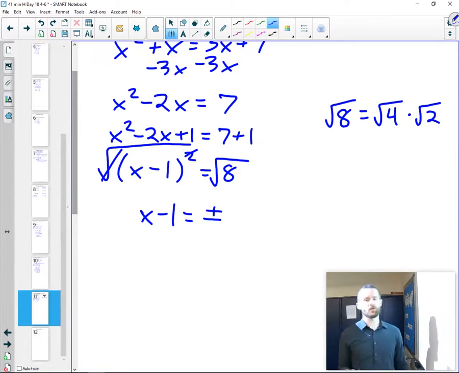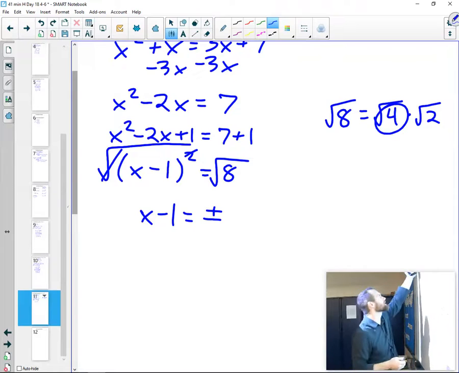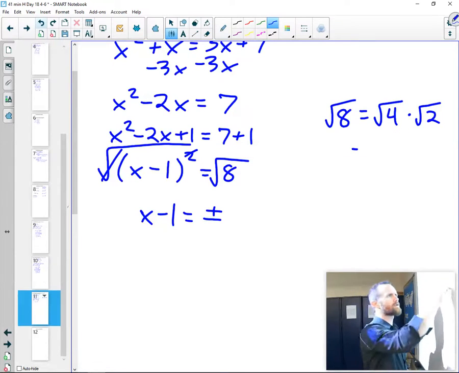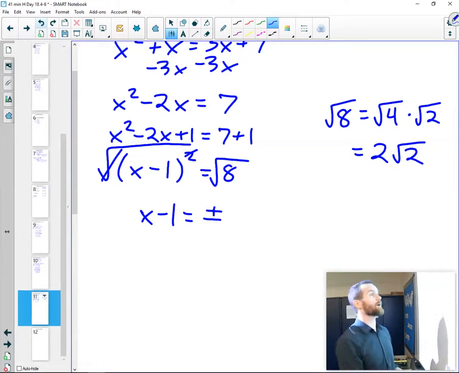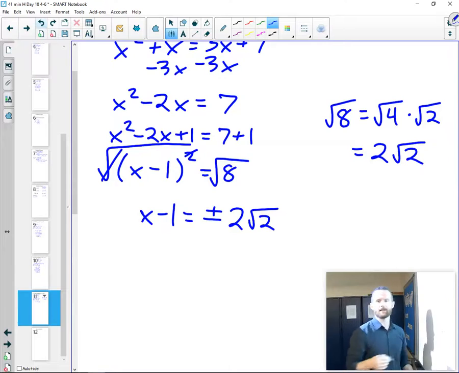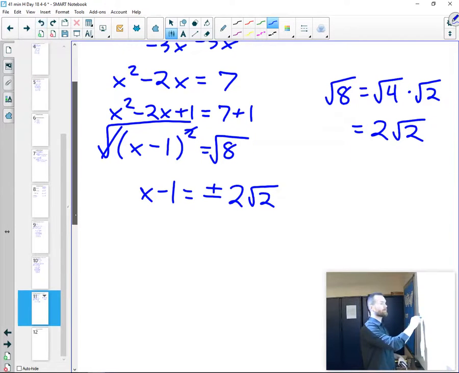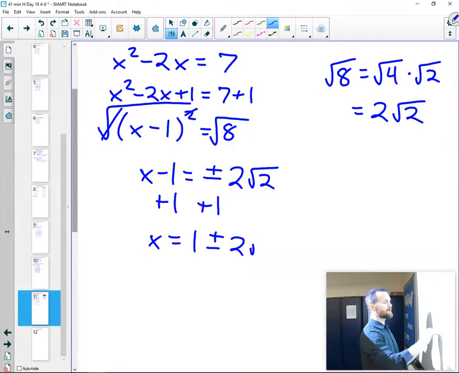And normally we don't need to do this with a number. Like we didn't do this in any other step. The only reason we're doing it now is because 8 has a perfect square factor. We can take the square root of 4. The square root of 4 is just a 2, and the other 2 just stays inside the square root. So this is what I'm going to write instead of the square root of 8. Plus or minus 2 times the square root of 2. Then we add 1 on both sides and get x equals 1 plus or minus 2 times the square root of 2.